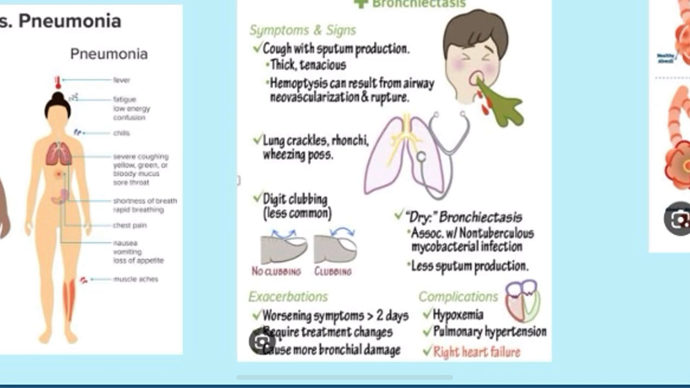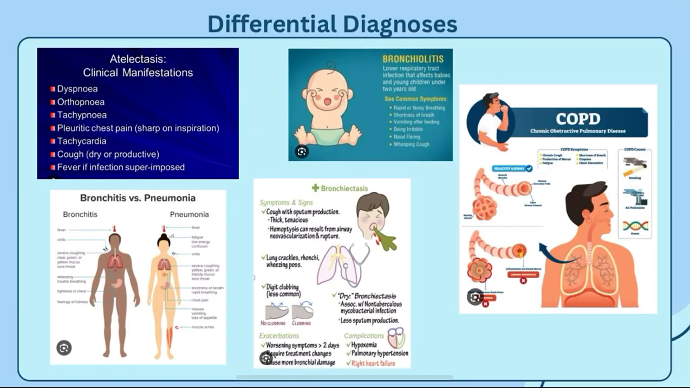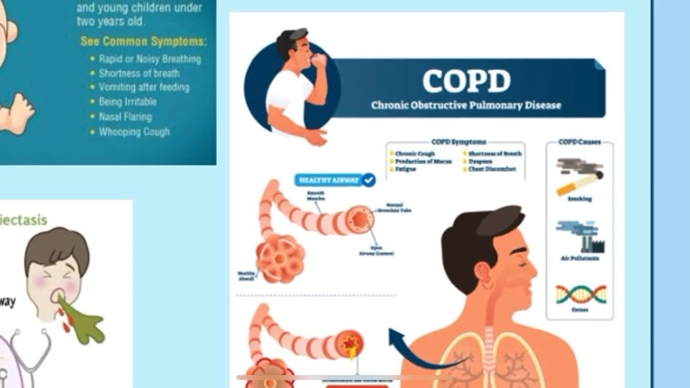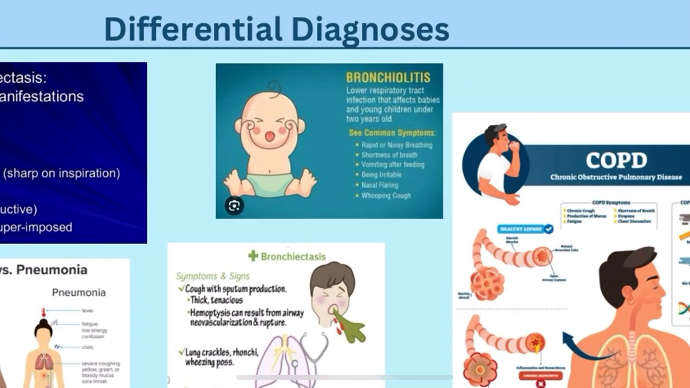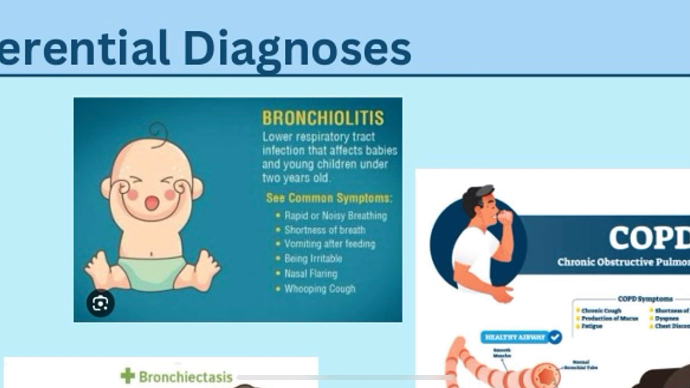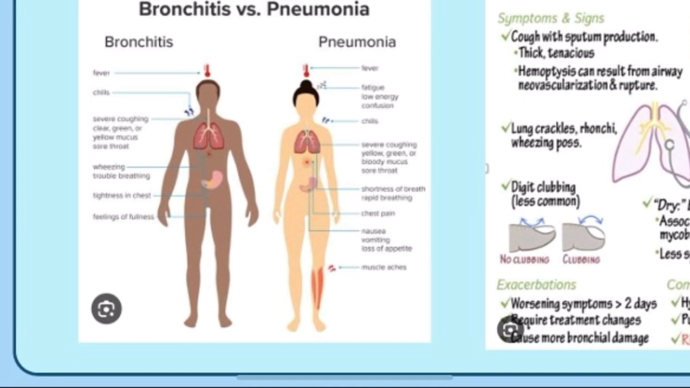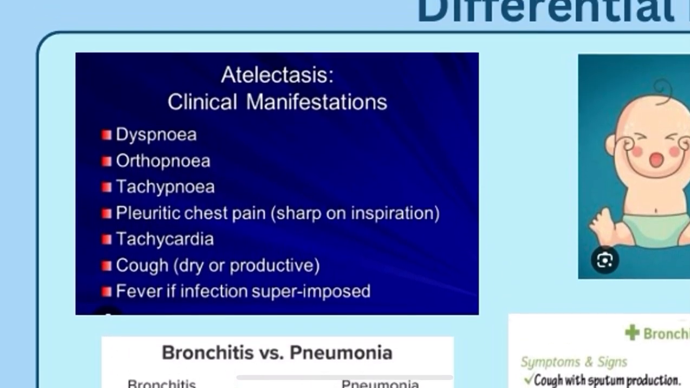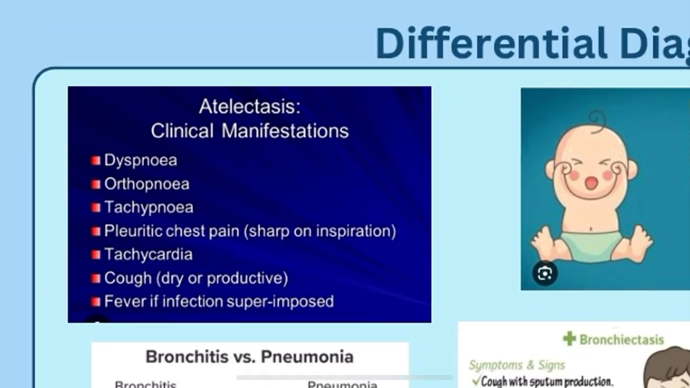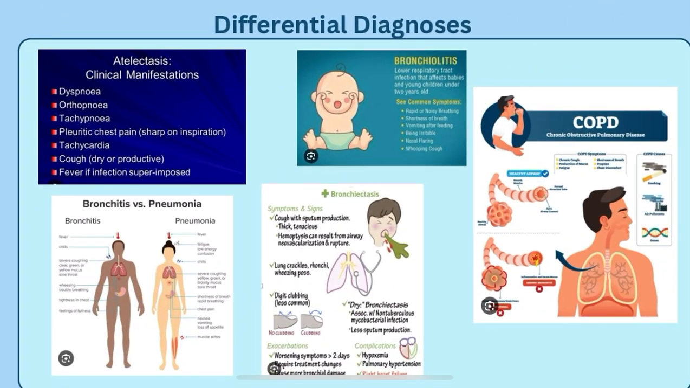You have to remember the names for the differential diagnosis: atelectasis, bronchitis, pneumonia, bronchiolitis, bronchiectasis, and lastly COPD. So we know bronchiolitis. What is bronchiolitis? It is inflammation of the bronchioles caused by viral illnesses. Pneumonia, what happens? There is accumulation of fluid or pus in the parenchyma. And then we have bronchitis, inflammation of the bronchus, and atelectasis where there is a collapse of the lung.